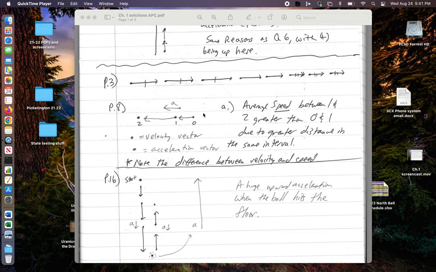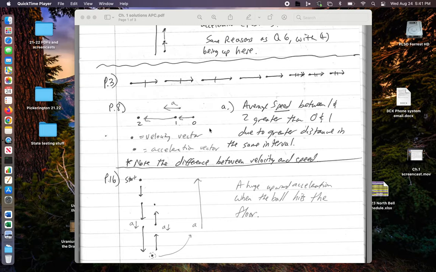For problem 8, it asks whether the average speed between 0 and 1 or 1 and 2 is greater. The average speed is greater between 1 and 2. So these arrows are a velocity vector. This arrow is an acceleration vector. Again, had them in color. And this is basically because the distance is greater between 1 and 2 in the same time interval.